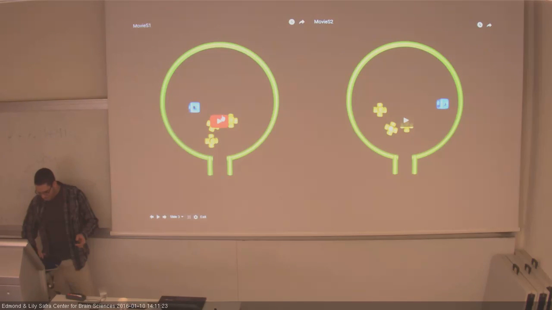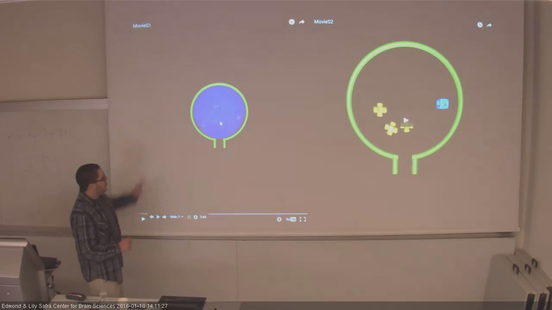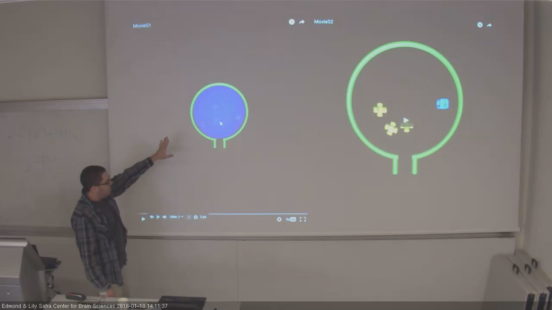Hopefully these videos will work. Actually, before we begin, what you're going to see is a circle with a bunch of objects moving around. After a few seconds, there will be an occlusion. A blue screen comes up and covers the circle, and after about 2 seconds, one of the objects is going to come out.